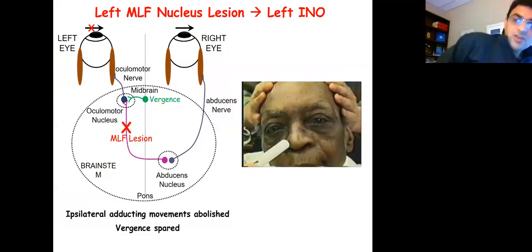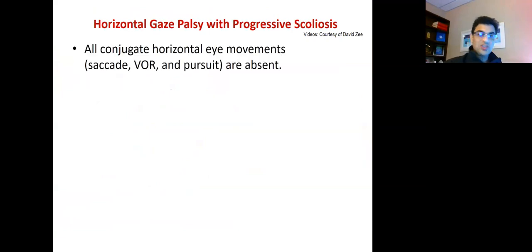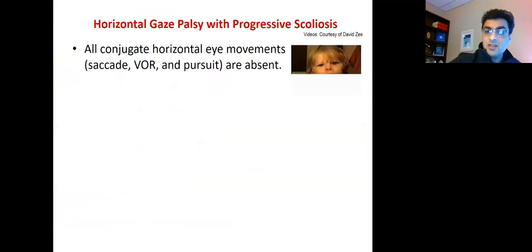So this is a classic example of a left INO in the case of a left MLF lesion. Now, this video actually came from one of my mentors, David Zee. This is a patient who had gaze palsy in the horizontal direction and also had scoliosis. All conjugate horizontal eye movements like saccade, VOR, and pursuit were absent.